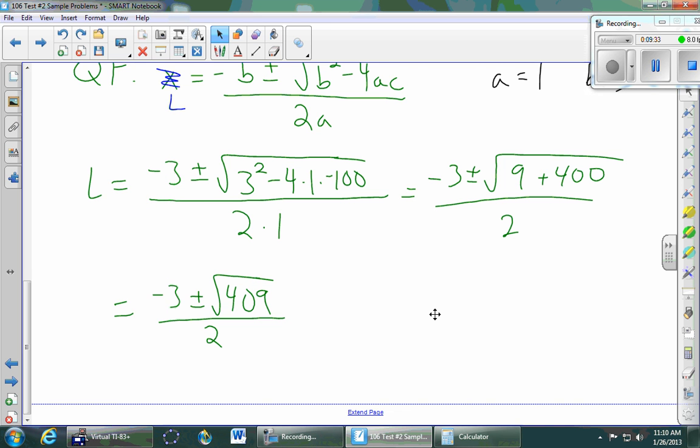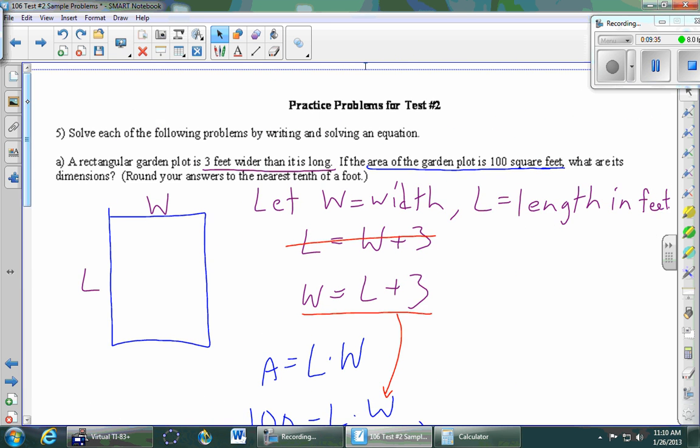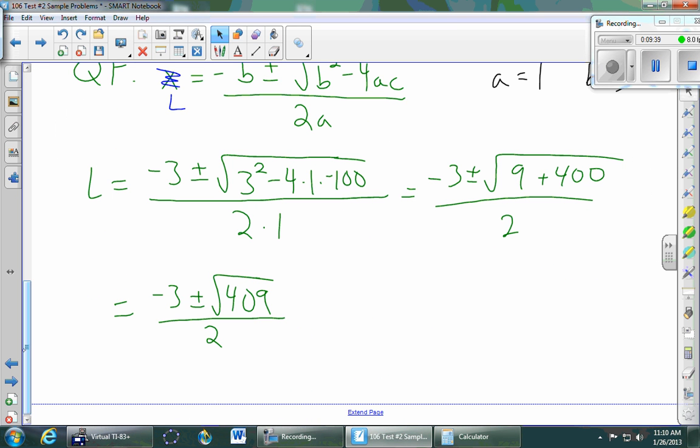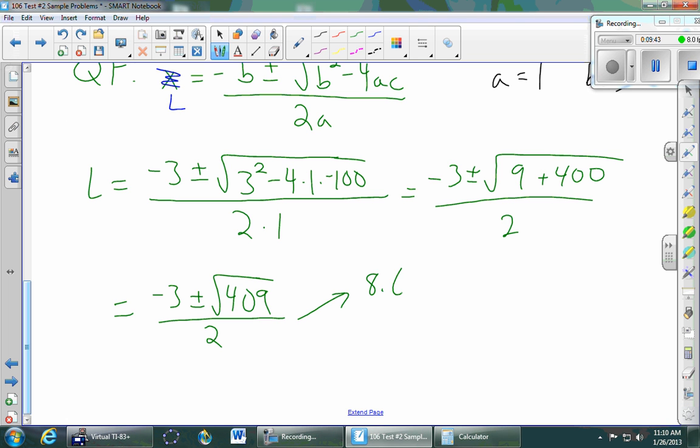Let's see what the direction said again. It said round your answers to the nearest tenth of a foot. So this rounds to about 8.6. And the other L is negative, so we didn't even bother calculating it. It's not the right answer.